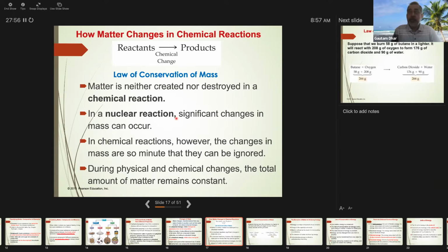What that also tells you is that the amount of reactant, when you write a chemical equation, should be equal to the amount of product. It cannot get lost. So if I add up all the reactants and add up all the products, they should be the same.